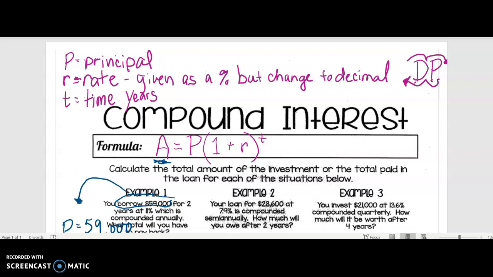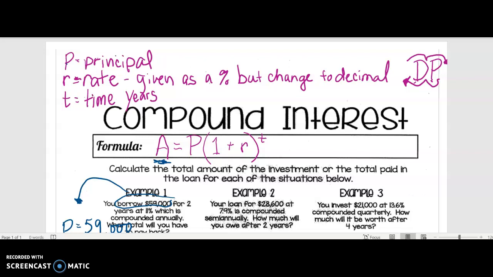Okay, so we're doing compound interest. We already identified that the P stands for the principal amount of money that you borrow or invest. R is the rate. It's given as a percent, but you have to change it into a decimal. Time is the amount of time in years.